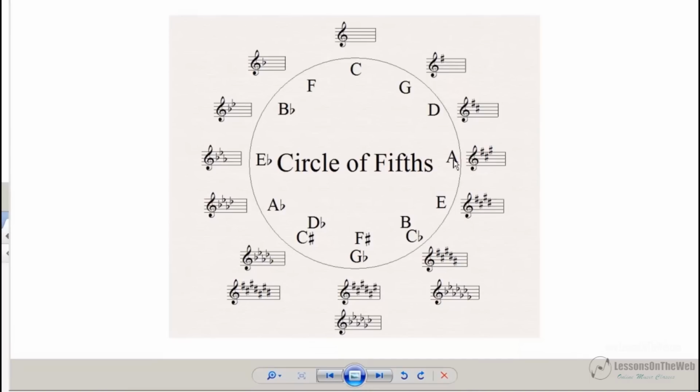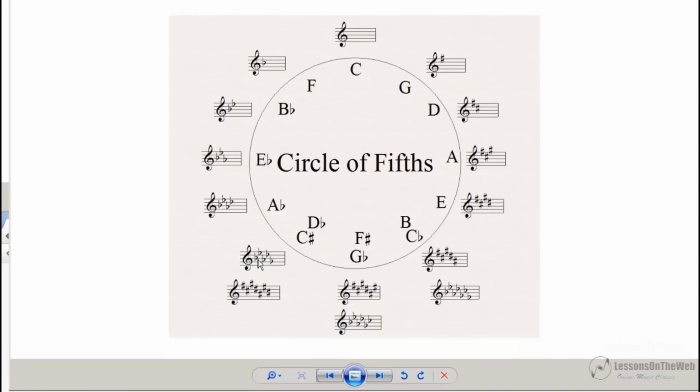Let's say I have 5 flats in my key signature. Well, there's 5 flats, and that's on the inner part of the circle. See how there's 2 keys for each one, and then there's also 2 letters for each one. Well, the innermost one corresponds to the innermost letter, and the outermost one corresponds to the outermost. So you've got D flat, which has 5 flats.